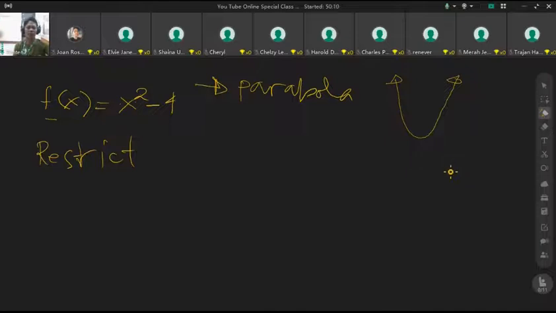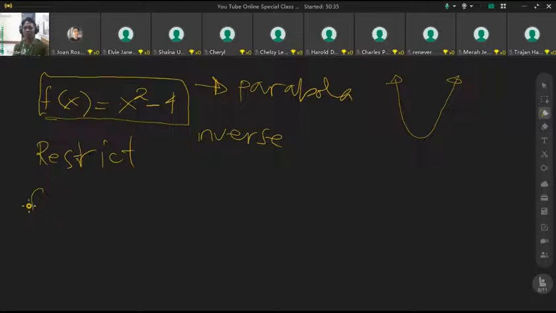Because there are also parabolas that open downward, to the right, and to the left. In this case, this is a parabola which opens downward. Nagets niyo? And we will restrict this in order for us to get the inverse. So this becomes f of x equals x squared minus 4. X must be greater than or equal to 0. This is now the restriction.